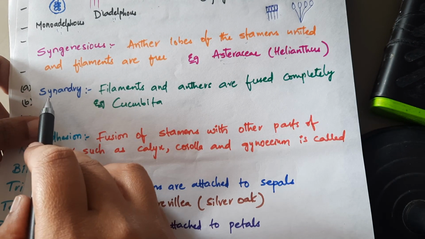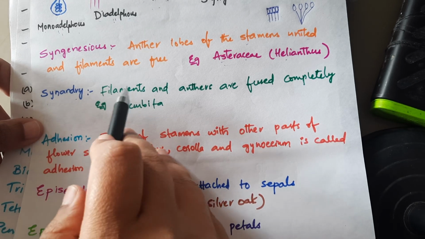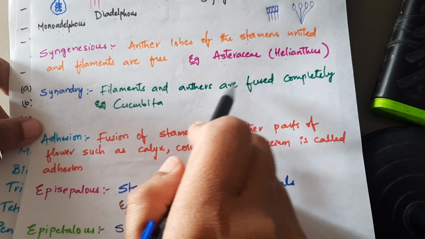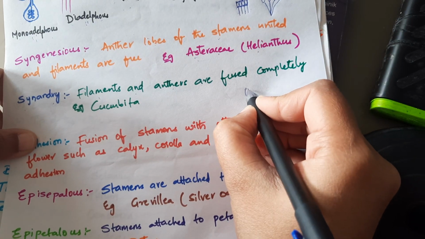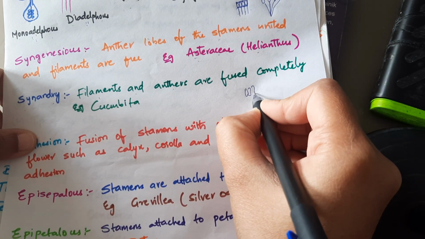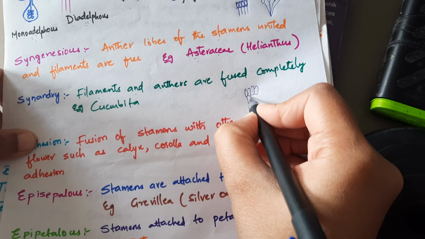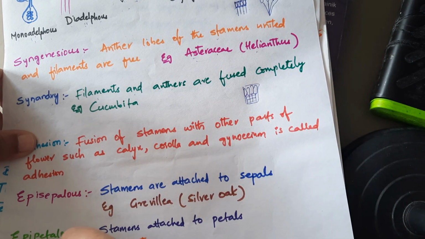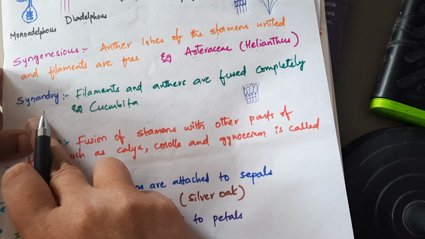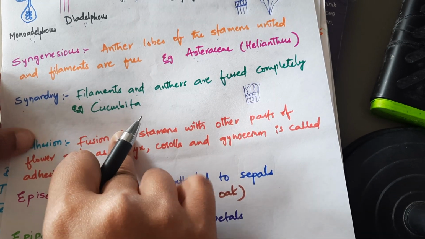The next one is the synandry. Here filaments and anthers are fused completely, means both the anthers as well as filaments, there is a complete fusion. Complete fusion is seen in the synandry, that is seen in the cucurbita.